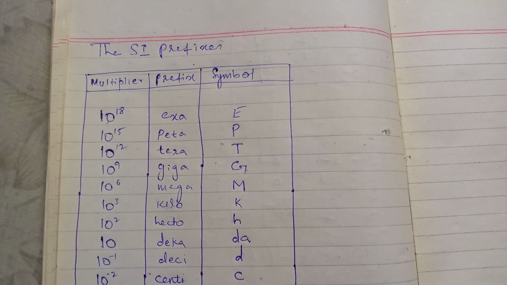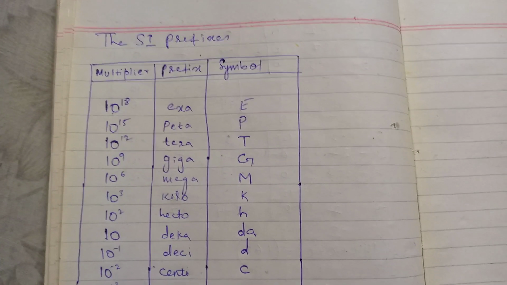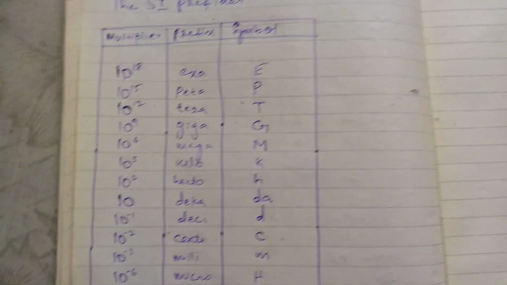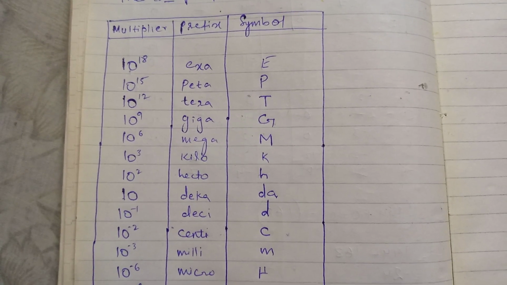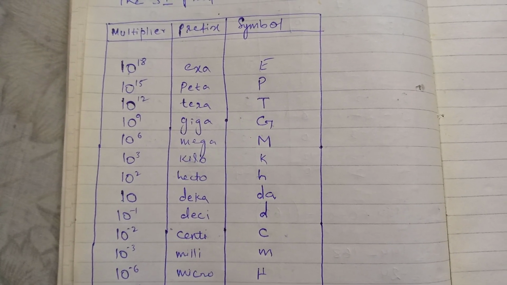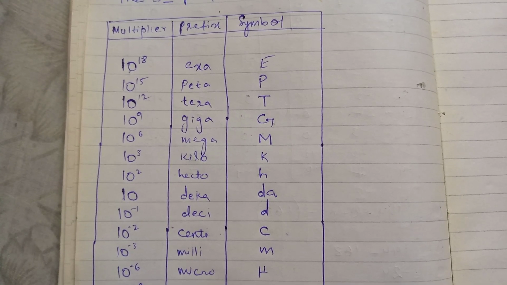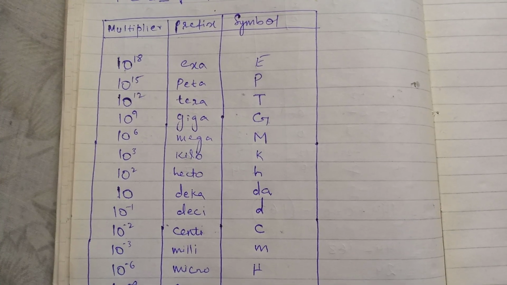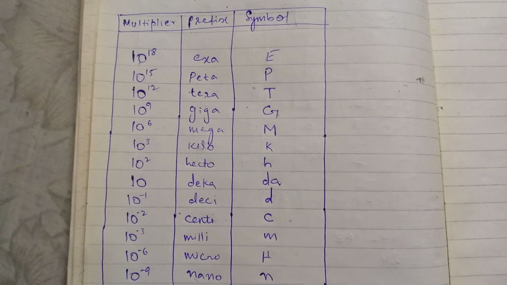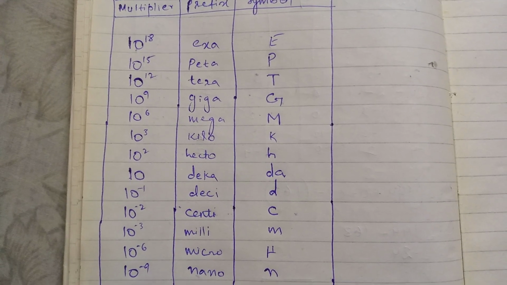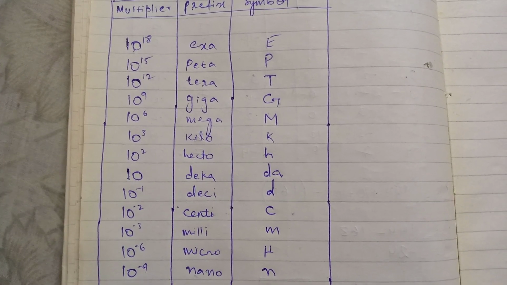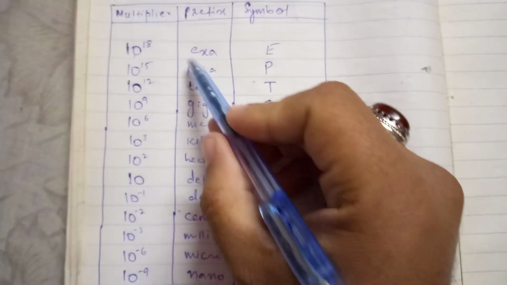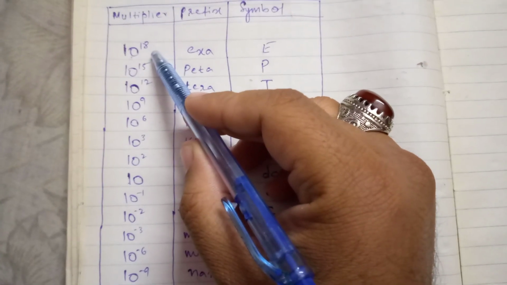prefix into another prefix. First of all, look carefully at the table in which there are three columns. First column is multiplier, second column is of prefix, and the third column is of symbol. In the column of multiplier, 10 raised to the powers are written. You can see the highest power is 10 raised to the power 18.